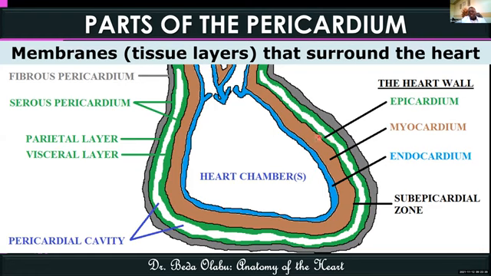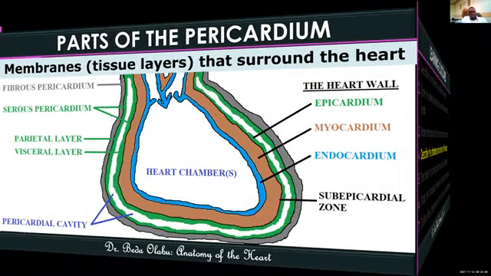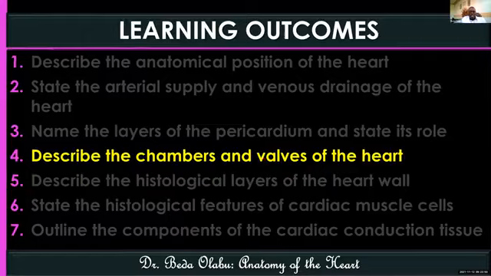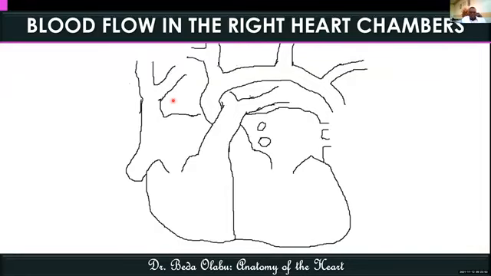Also notice, therefore, that fibrous pericardium and parietal pericardium are not part of the definitive heart wall, but the visceral layer of the serous pericardium is part of the definitive heart wall. Now we can talk about the chambers and valves of the heart. We can use this image to orient us through how blood flows through the right heart chambers before we talk about the right heart chambers themselves.